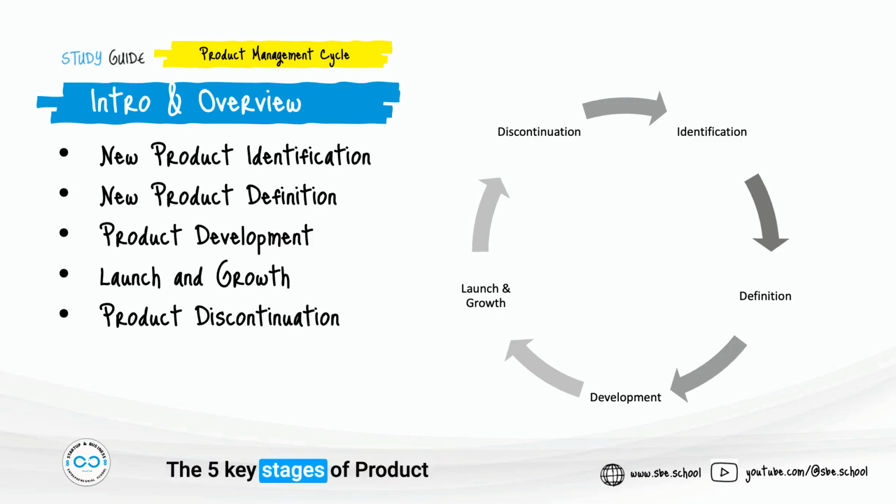The 5 key stages of product management life cycle are: 1. New product identification. 2. New product definition. 3. Product development. 4. Launch and growth. 5. Product discontinuation.